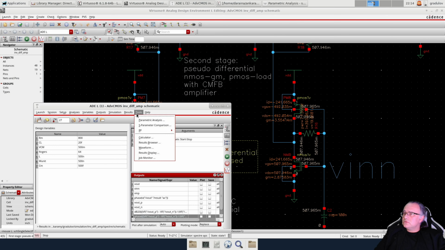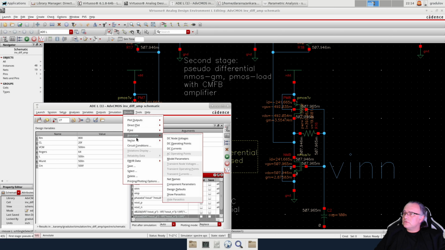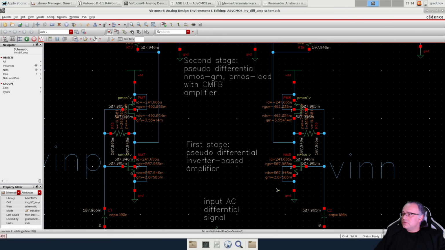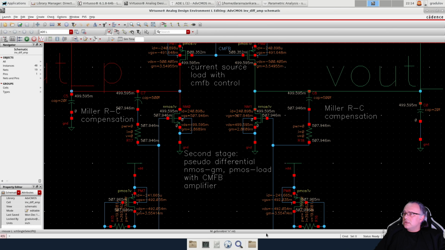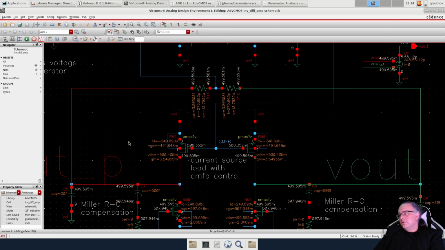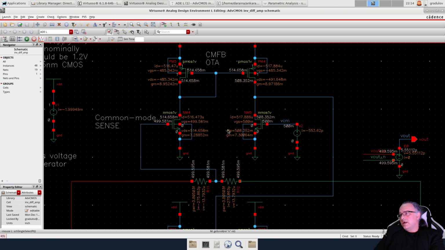Then results, tools, annotate DC node voltages and operating points, and then I have the node voltages and the operating points of the transistors. So let's quickly review the most important things, and this is the common mode. So now common mode is at almost 0.5 volts. So there is a small error due to the gain of the amplifier in the common mode feedback.